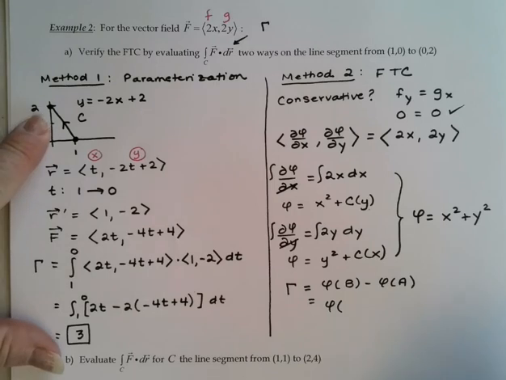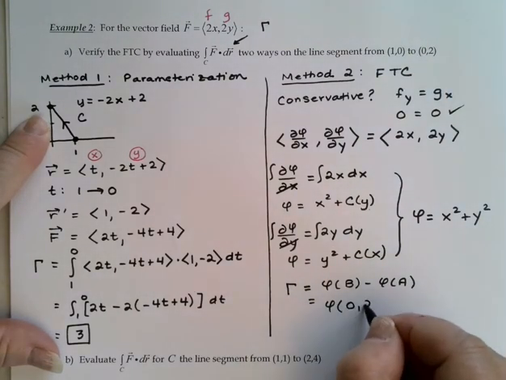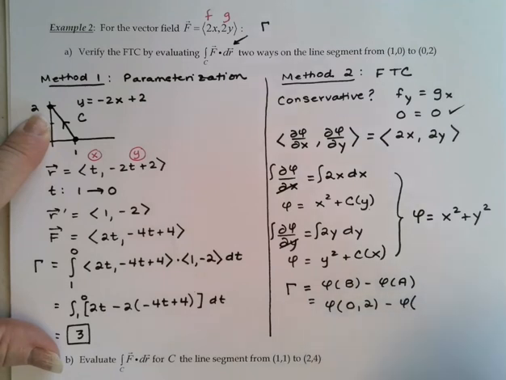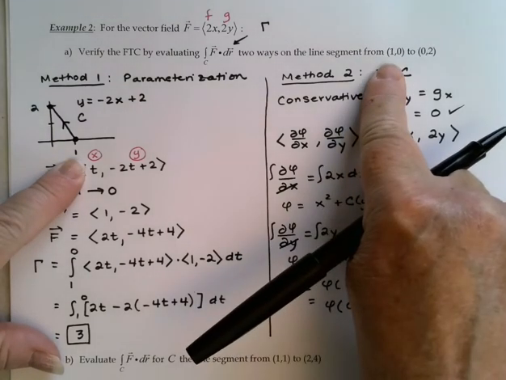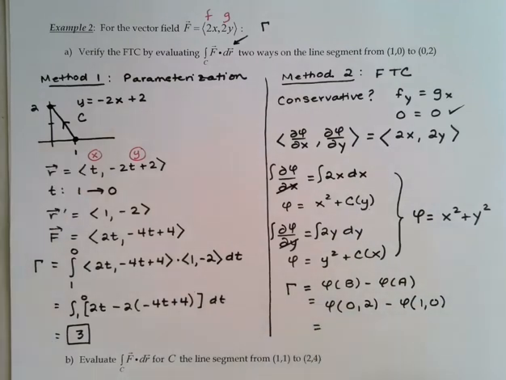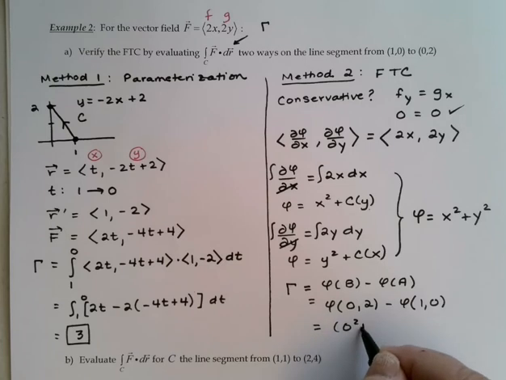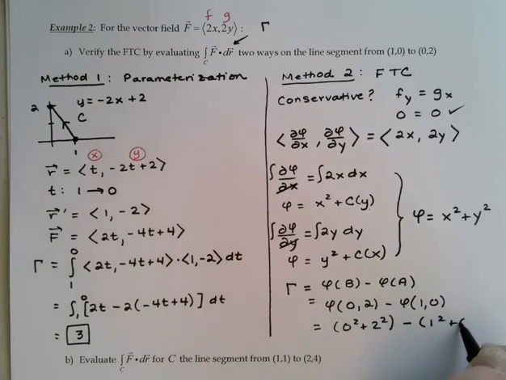B, the ending point, is 0, 2. And the beginning point is 1, 0. So plugging that in for x and y is going to give me 0 squared plus 2 squared. Subtract 1 squared plus 0 squared. And there it is. 4 minus 1 gives me 3 again.